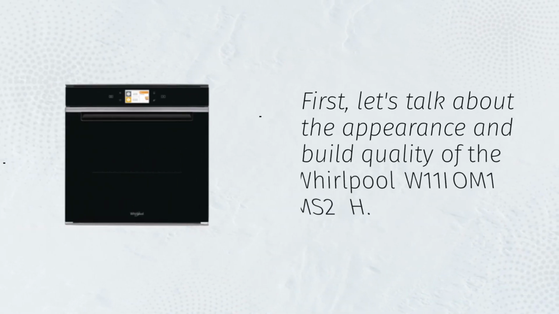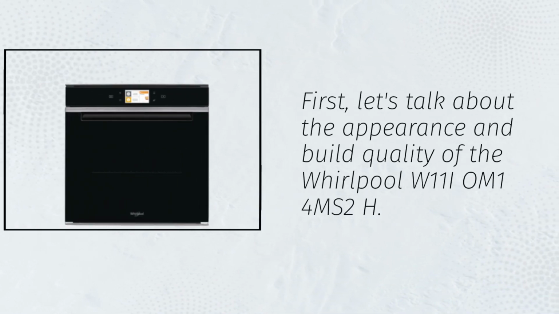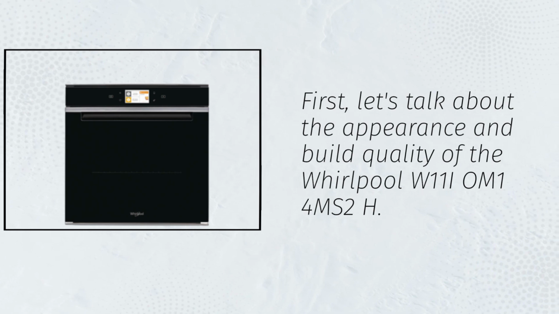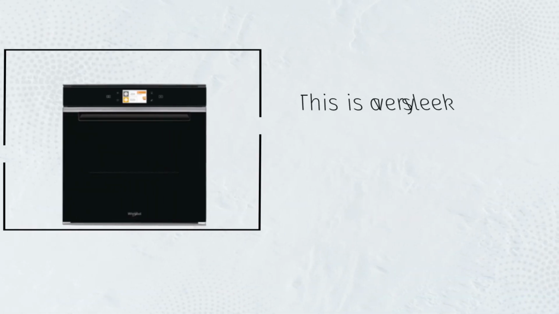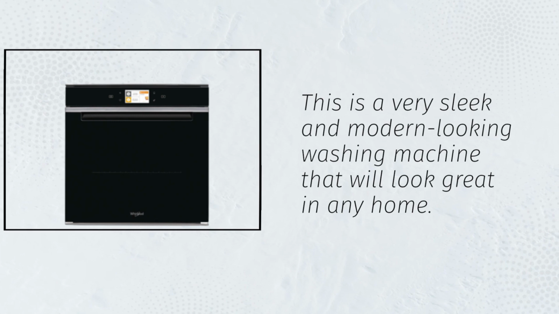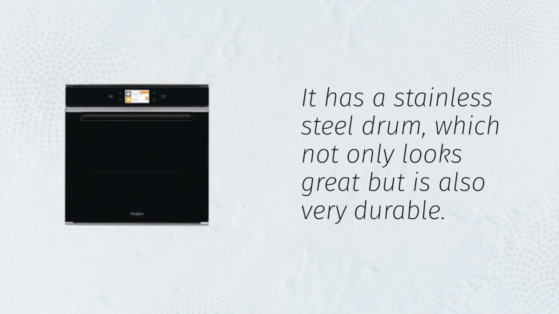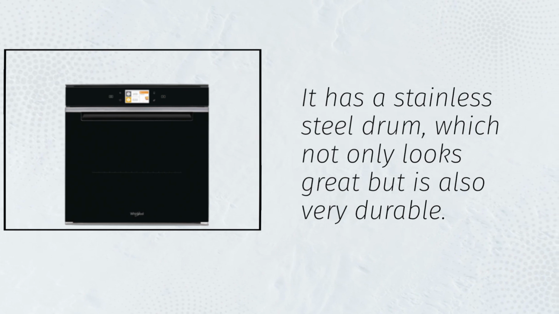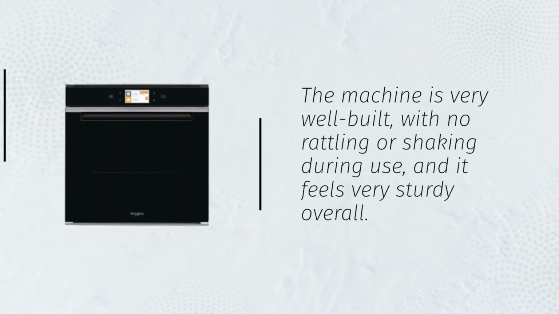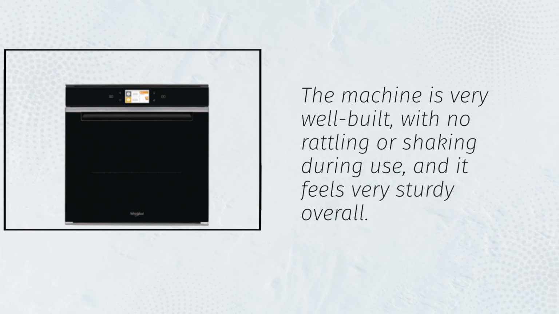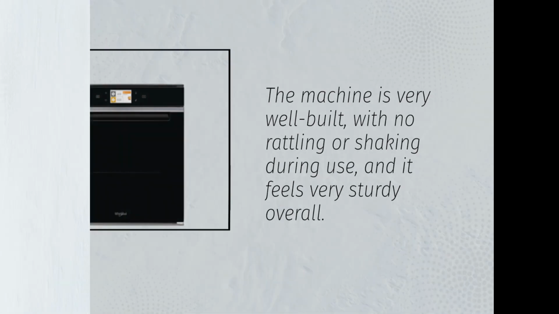First, let's talk about the appearance and build quality of the Whirlpool W11I OM1 4MS2H. This is a very sleek and modern-looking washing machine that will look great in any home. It has a stainless steel drum, which not only looks great but is also very durable. The machine is very well built, with no rattling or shaking during use, and it feels very sturdy overall.